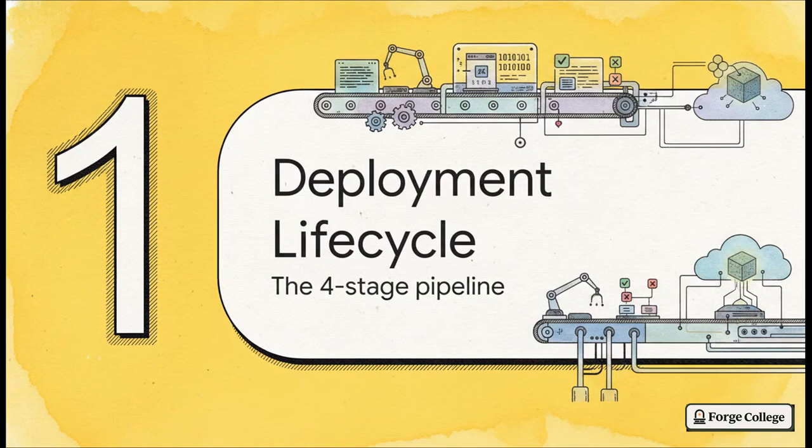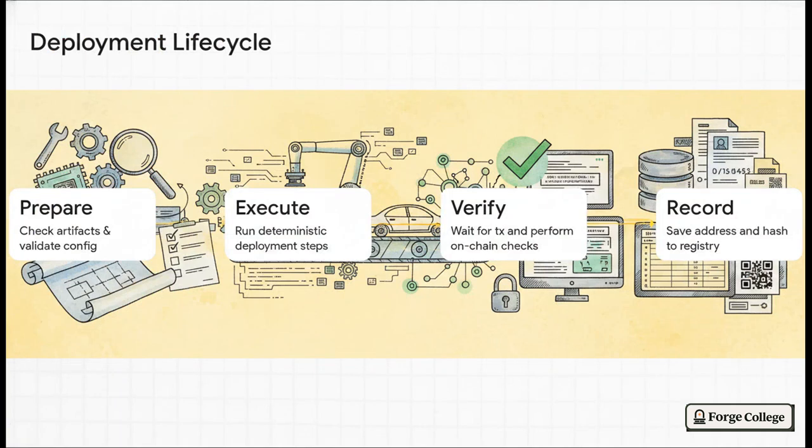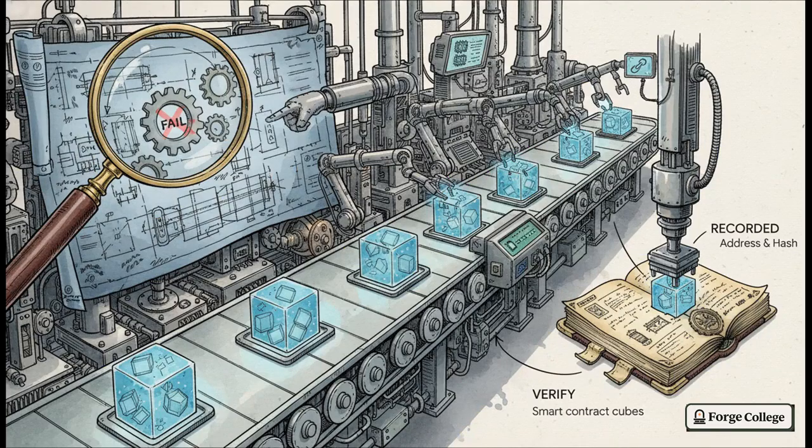All right, Section 1. The deployment lifecycle. Think of your deployment script as a 4-stage automated assembly line. You've got prepare, execute, verify, and record. Think about it like a real physical factory. You wouldn't just start building a car blindly without first checking that you actually have all the parts, right? And you definitely wouldn't ship it out to a dealer without stamping the VIN number on it at the end. Well, your smart contracts require that exact same level of discipline. Let's look a little closer at these stages.